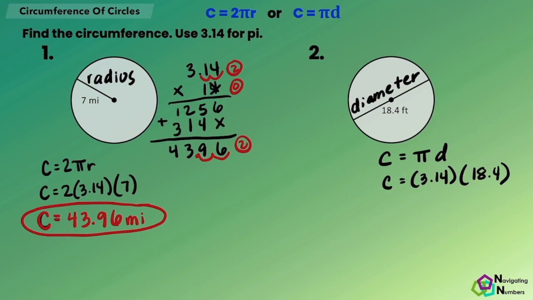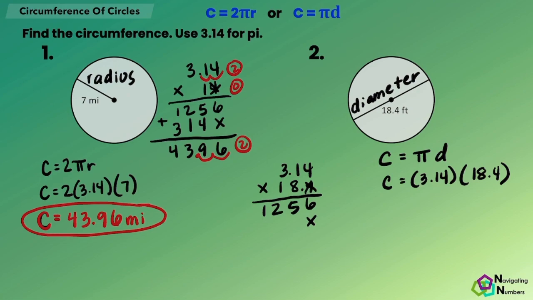So we have 3.14 times 18.4. Okay, we have 4 times 4 is 16. Carry the 1. We have 4 times 1 is 4, plus 1 is 5. Next, we have 4 times 3 is 12. Moving on, put your placeholder.